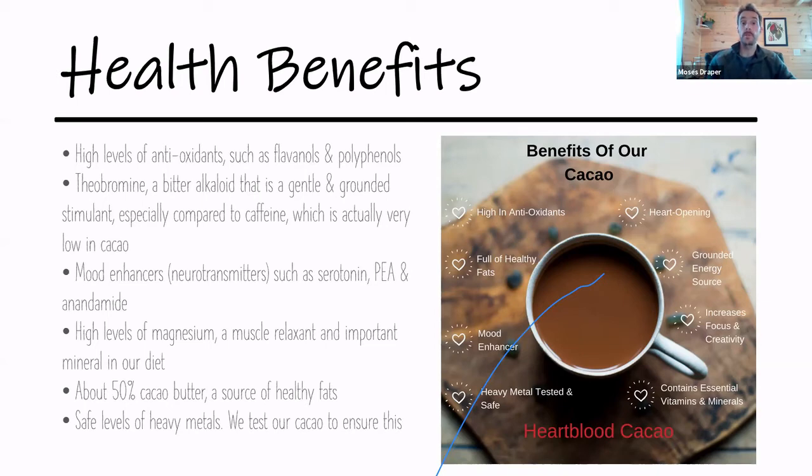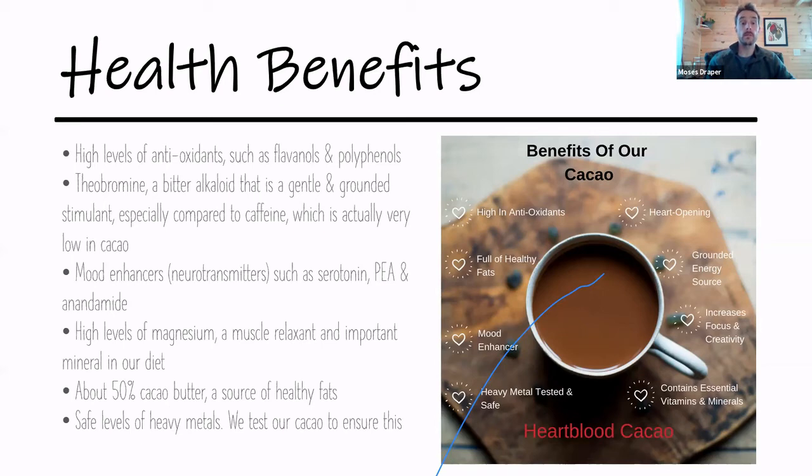So the first one, as a lot of us know, cacao is high in antioxidants such as flavonols and polyphenols. Cacao contains theobromine. Theobromine is considered a bitter alkaloid, which means it's a sister molecule, in the same family as caffeine. But a lot of people experience it as more gentle or grounded. It focuses more on increasing blood flow in the heart, whereas caffeine is more of a nervous system stimulant. And generally, there's about 5 to 10 times more theobromine than there is caffeine in cacao. It's considered the main psychoactive component in cacao.